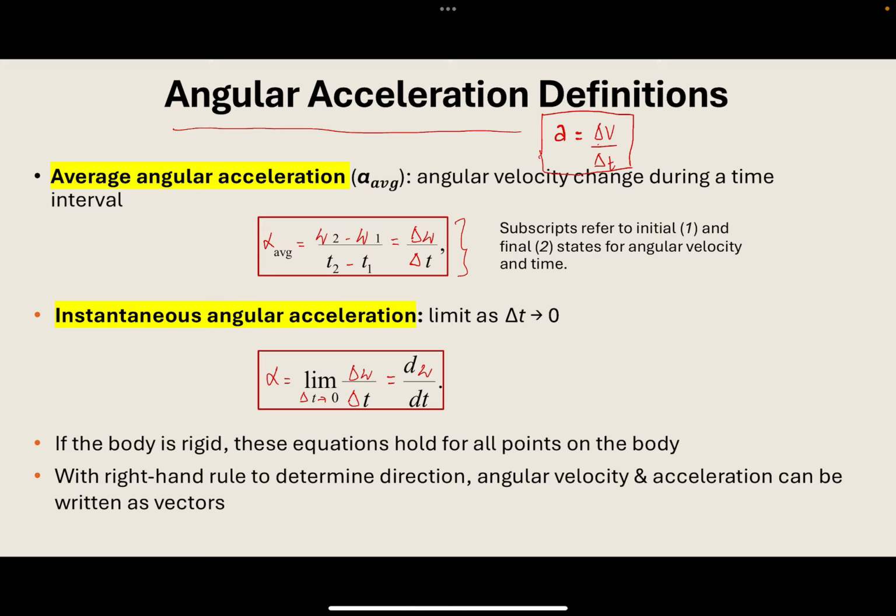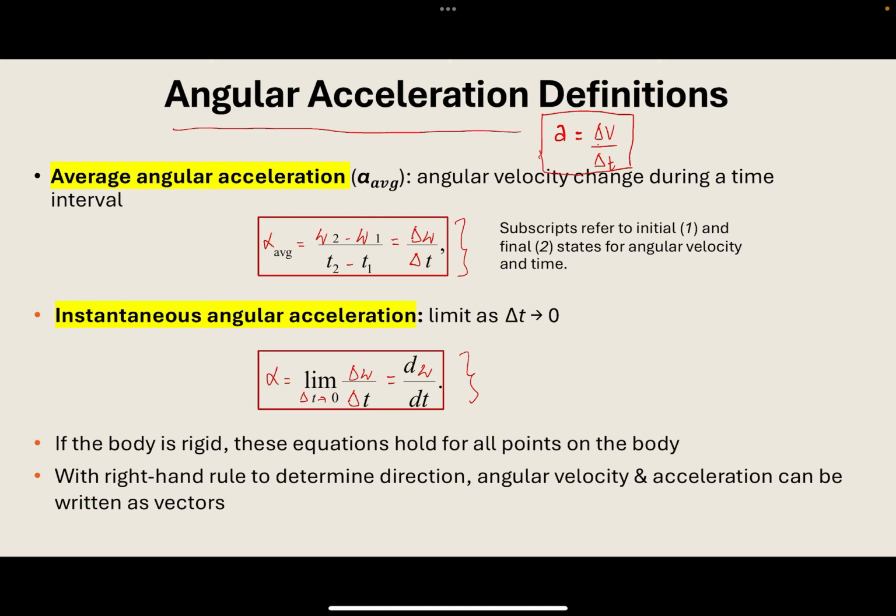To find the value at a specific instant, we take the limit as delta t approaches 0. So alpha equals the limit as delta t approaches 0 of delta omega per delta t, equals d omega per dt. That is the instantaneous angular acceleration. If the object is a rigid body, this equation applies to every point on the object because all parts of the body rotate together with the same angular acceleration.